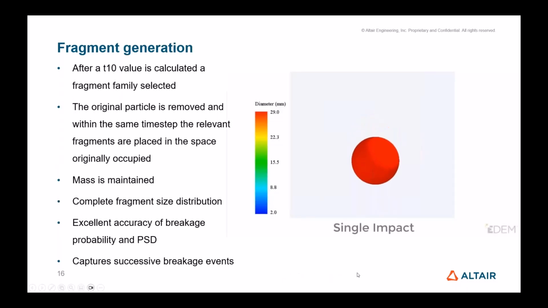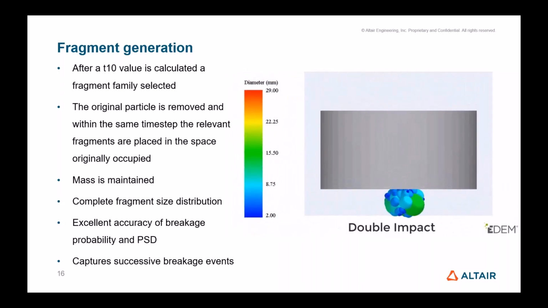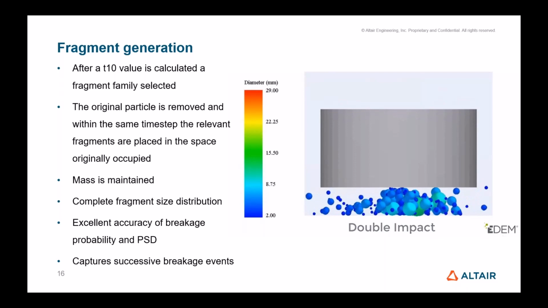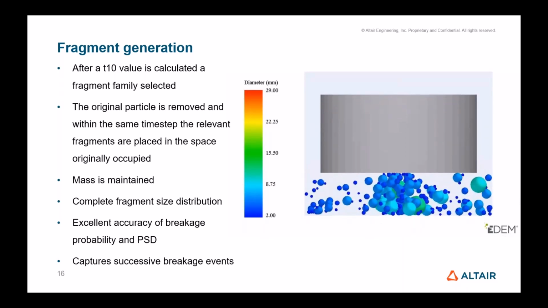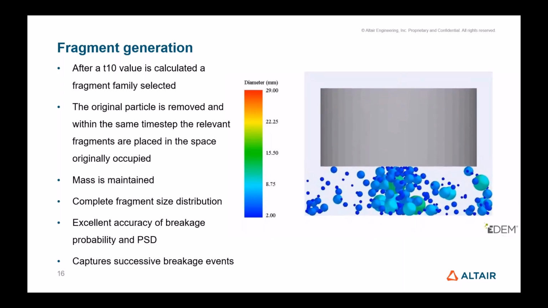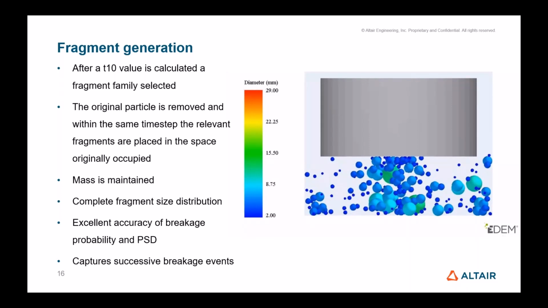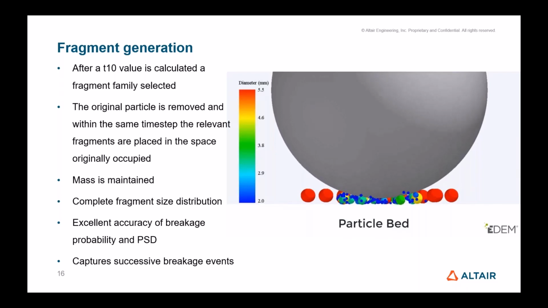Looking a bit deeper into the fragment generation, after we have this T10 value calculated and we select a family of fragments, remember, the family dictates how many fragments we put and of which size they are, we then remove the original particle, that I like to call the mother particle. We remove it and immediately we place those fragments from the chosen family and we put them super overlapped. You'll see some images to follow, occupying the 3D space of the original particle. So we try to disturb pretty much zero the simulation that's ongoing with this replacement.